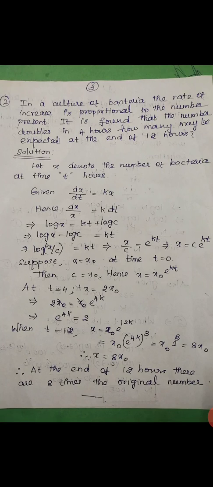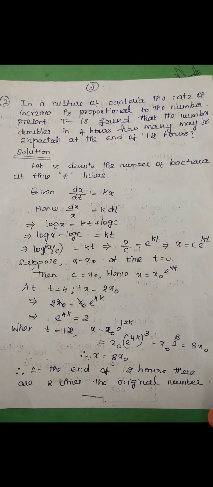We have to keep this one. We have to simplify this one, and we get an answer. Okay, what's our question? How many times may be expected at the end of the 12 hours is given. Here time t is given. We have to find how many times it is expected. t is equal to 12.